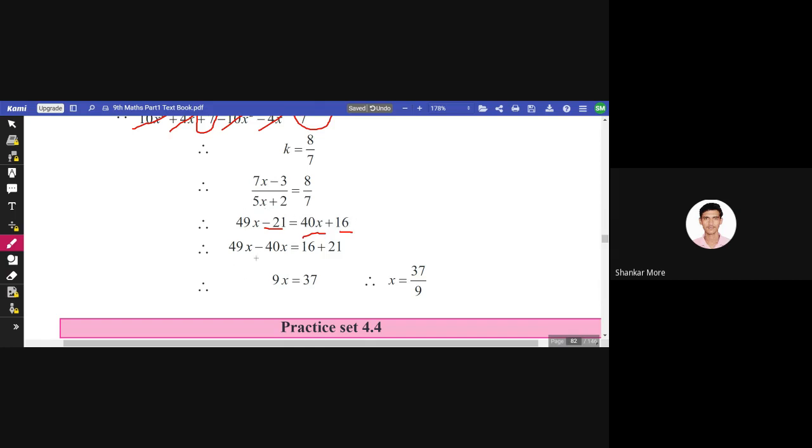So we have 49x minus 40x is equals to 16 plus 21, which is 9x is equals to 37, and x is equals to 37/9. So this is our final value. This is what we were trying to find out. Okay, so x की वैल्यू जो है वो हमें मिल गई है, that is x is equals to 37/9.